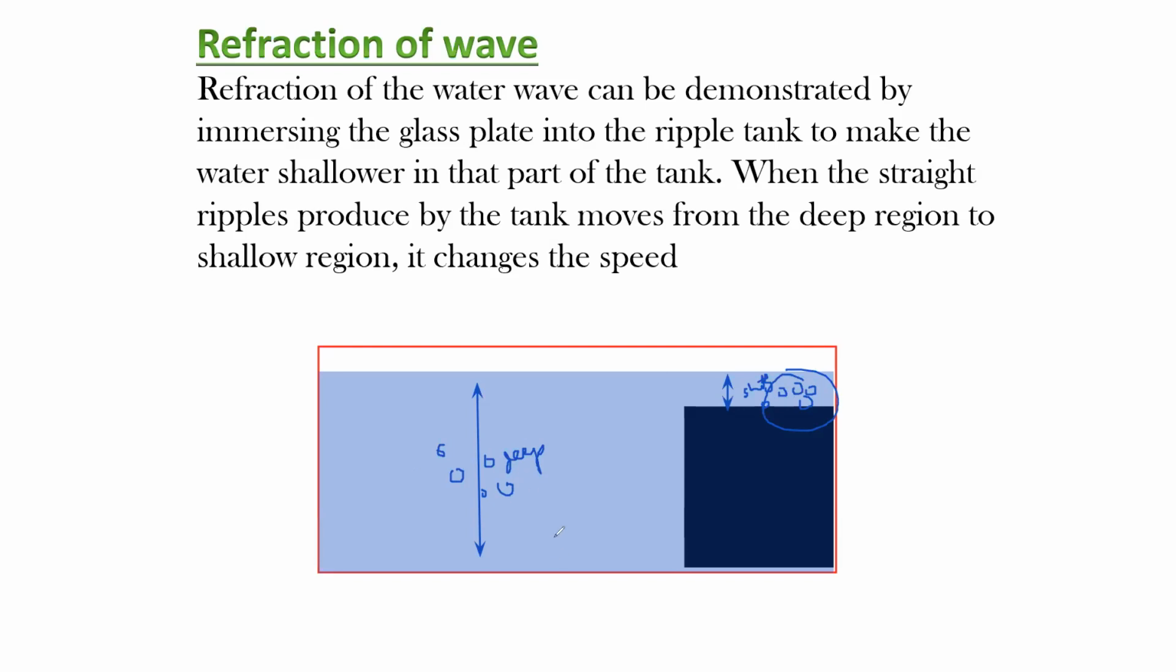So when the wave travels from deep to shallow or shallow to deep, it will change the speed and the wavelength. This property of a wave traveling from one medium to another and changing its speed, we call refraction. The direction might change. A change in direction depends on how the wave enters from one region to another, but there will always be a change in speed.